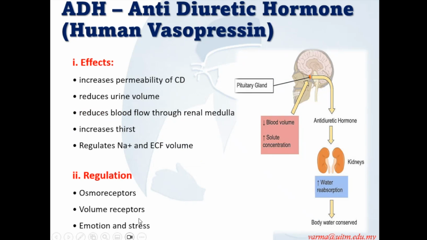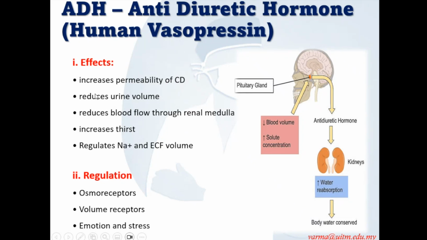So what is ADH, or antidiuretic hormone? Another name is human vasopressin. Vasopressin is synthetic, that's why we call it human. In our body, vasopressin is called antidiuretic hormone. But we cannot give ADH as in natural into patients. That's why what we give is vasopressin from outside. Okay, I'm not going into detail about ADH and vasopressin here.